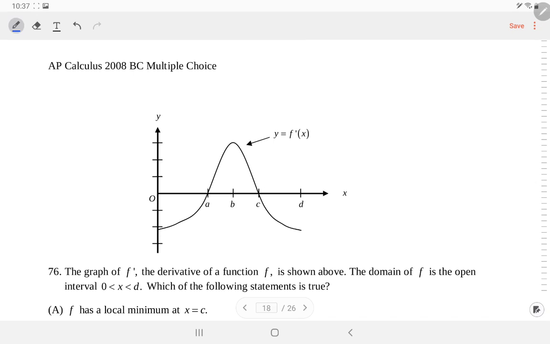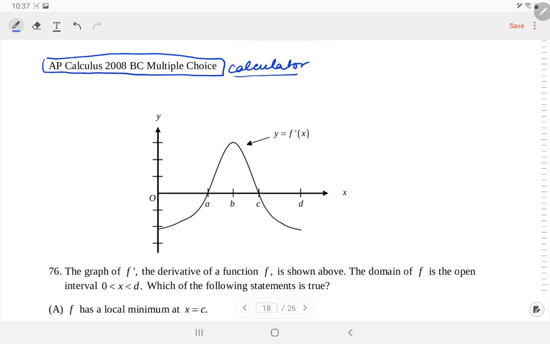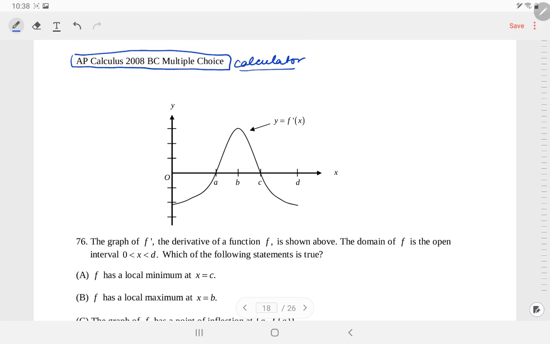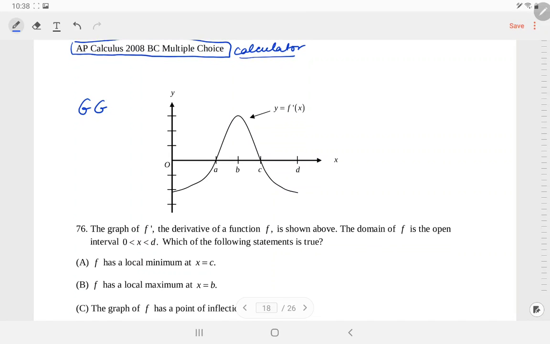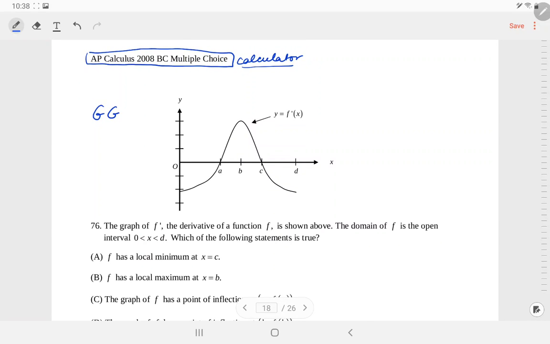Okay, so we're finishing this. This is the calculator part. Okay, so let's see. This is a good question right here. This question is one that we're going to practice. I call it graph given. Let's call it GG for graph given. There's some free response questions like this sometimes too.